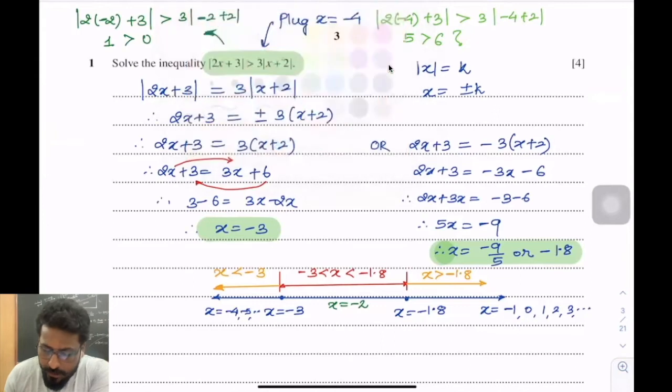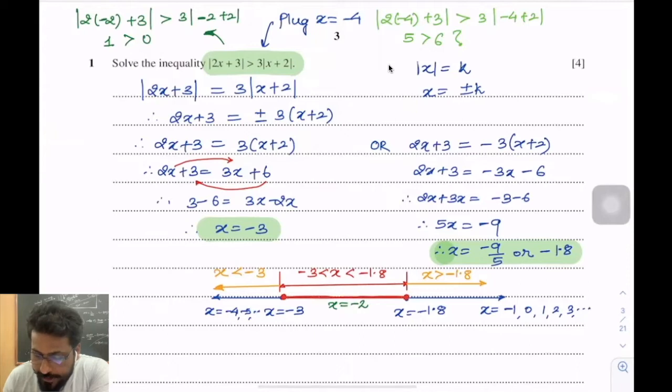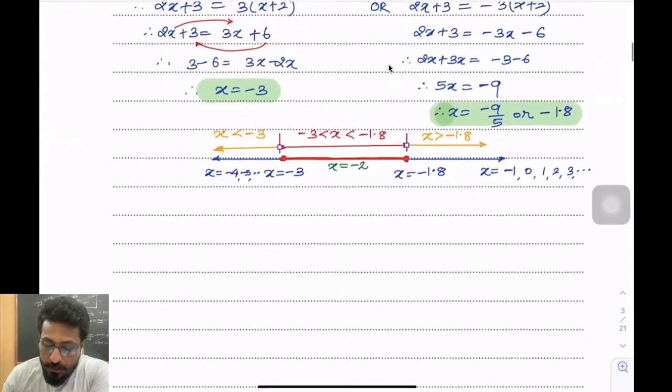So the red colored region is the region which is starting from -3 and ending at -1.8, isn't it? So this is that region, students. In this region, you can take any value that you want and you will find that the value is definitely going to satisfy your inequation. So that's your answer. Very simple.